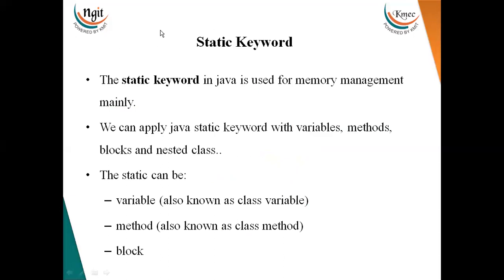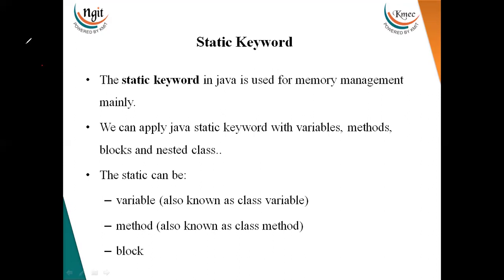Now, sir, what is this static keyword? Where can we use it? Beta, if you are declaring any method or variable or block as static, then that is a static variable, static method, or static block. Sir, what is the advantage with the static keyword? It is used for memory management. This is the main advantage with the static keyword.